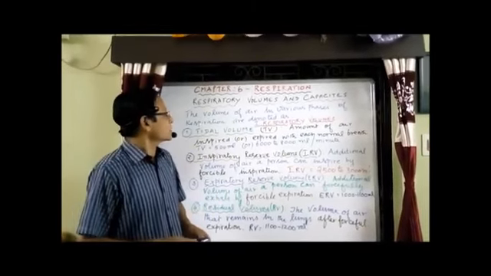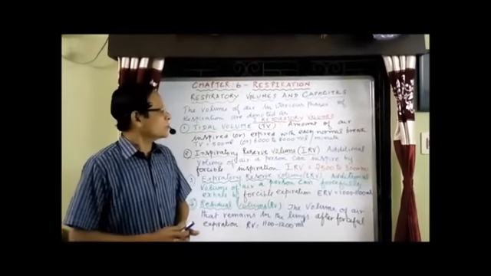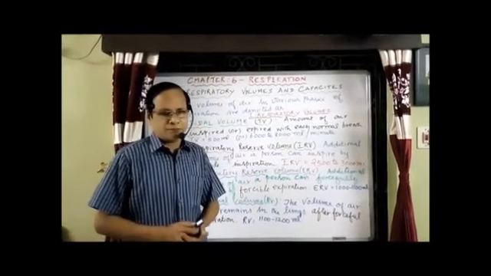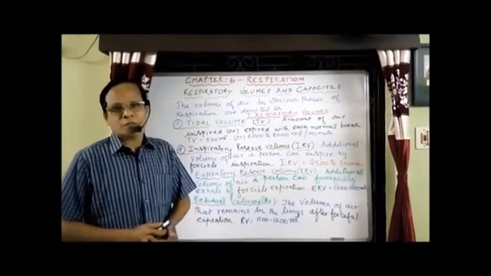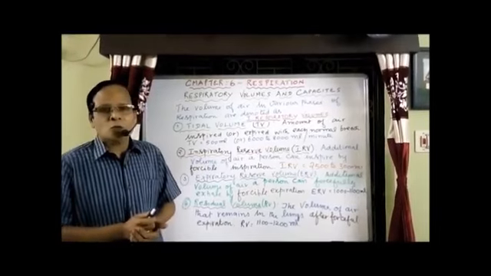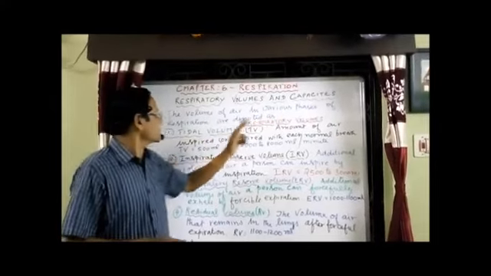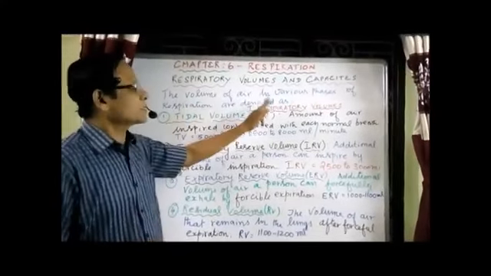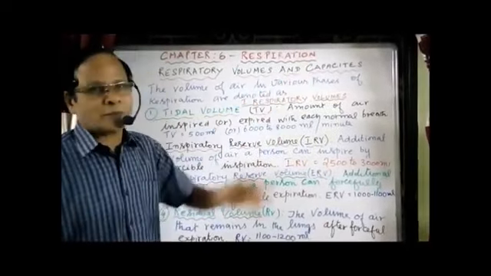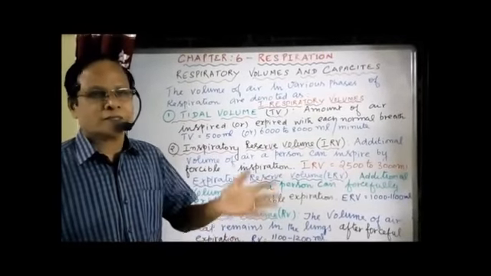So I have to continue the lesson, that is respiration under chapter 6. Now we have to proceed with the respiratory volumes and capacities. During different phases of respiration, that is inspiration and expiration, we have different volumes. The volumes of air in various phases of respiration are denoted as number 1, respiratory volumes, and number 2, respiratory capacities. The various phases mean inspiration, expiration, etc.